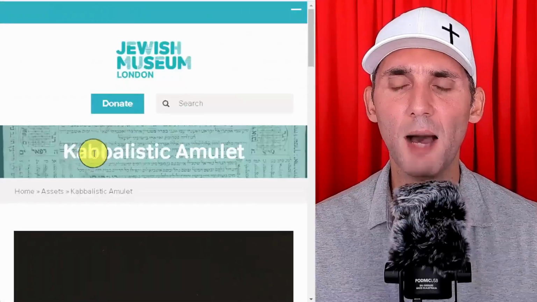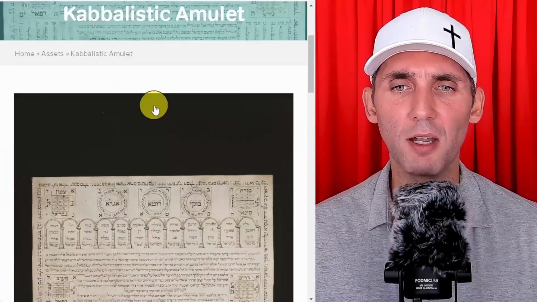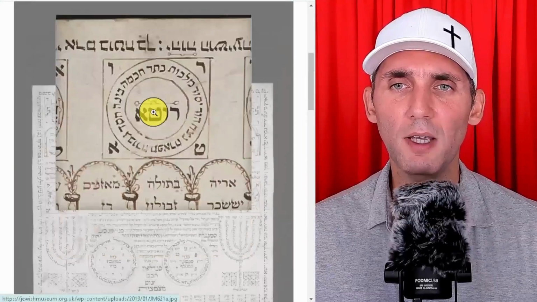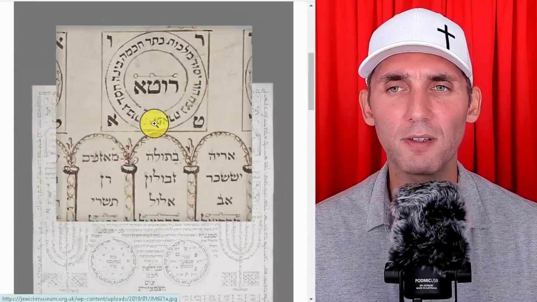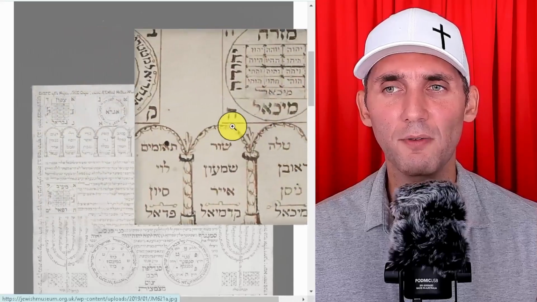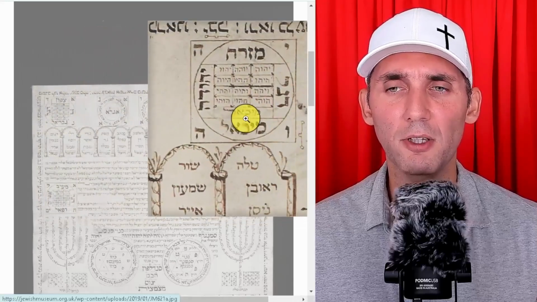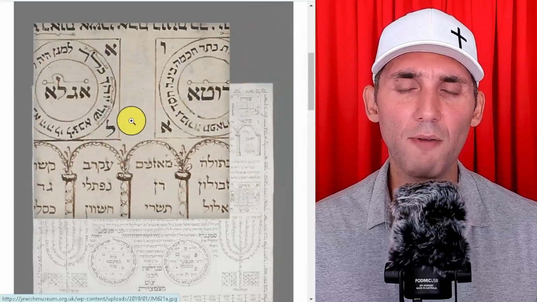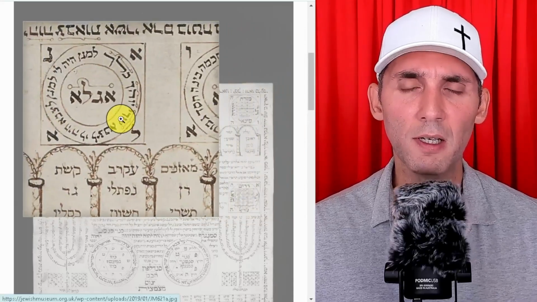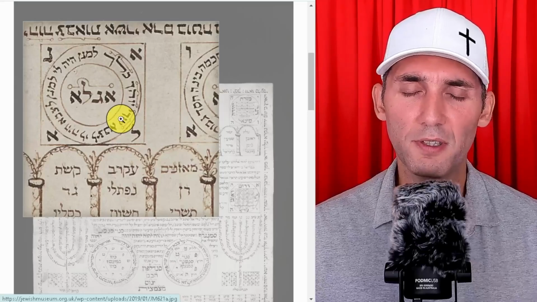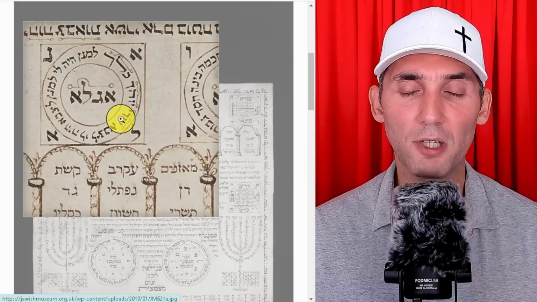Here is a kabbalistic amulet from the Jewish Museum in London. And we can kind of zoom in. They do us a nice favor by giving this little zoom in. So you can see, here it is. Do you see what's going on here, folks? Look at this. Now you can look this up for yourself, or again, I'm going to put the references in the resources section of the website, so you can access it for yourself if you're listening.